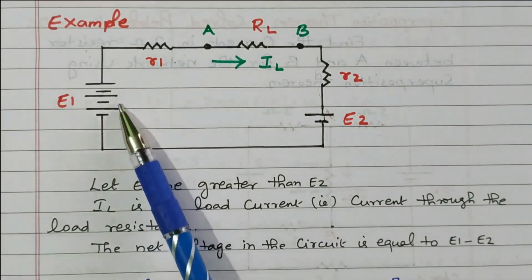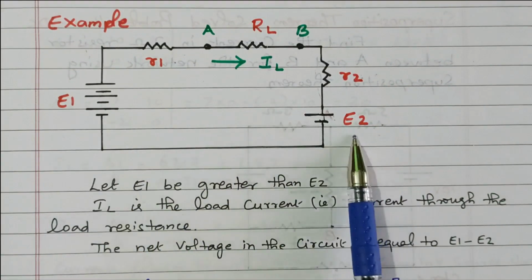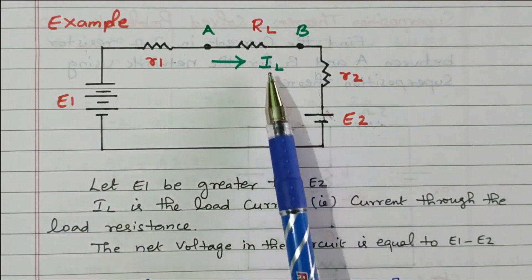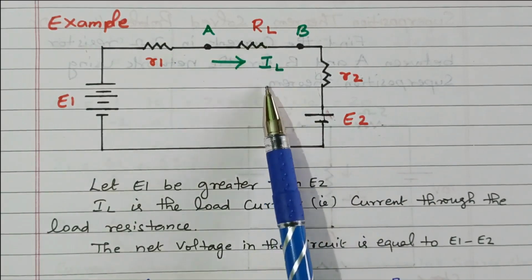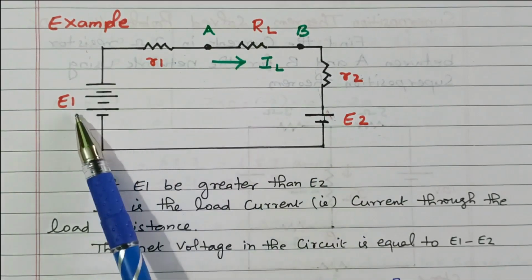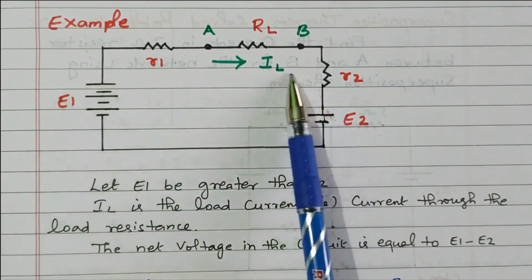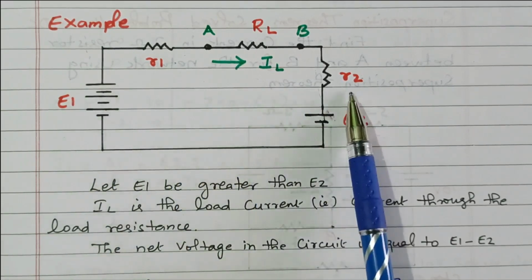So consider this linear circuit containing two voltage sources E1 and E2. Our aim is to find the current flowing through this load resistor RL. That is, the current IL we need to find. So this IL is due to E1 as well as E2. And two other resistors are available, R1 and R2.